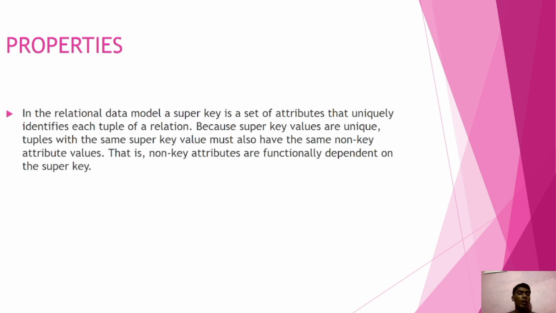Next, we discuss the properties. What are the properties of a super key? In a relation of a data model, a super key is a set of attributes that uniquely identifies each tuple of the relation. Because the key values are unique, tuples with the same super key value must also have the same non-key attribute values. That is, non-key attributes are functionally dependent on the super key. These are the properties of a super key.